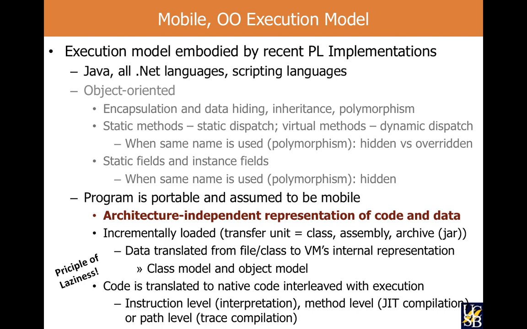You can do this a couple ways, and we're going to get into this in detail in this class. You can do it line by line, that is instruction by instruction, and that's called interpretation. Or you can do it multiple instructions at a time at a method level, or maybe a path through a method. And these techniques are called compilation. And you've probably heard of just-in-time compilation or trace compilation. We'll talk more about these when we get to it in this class.